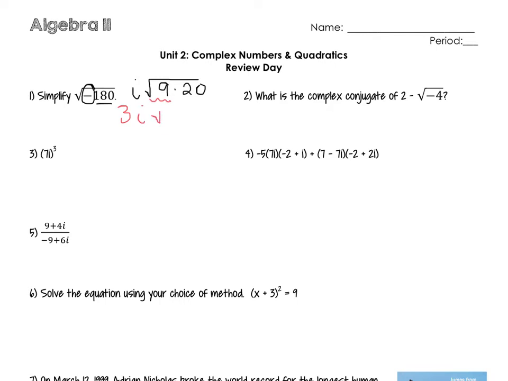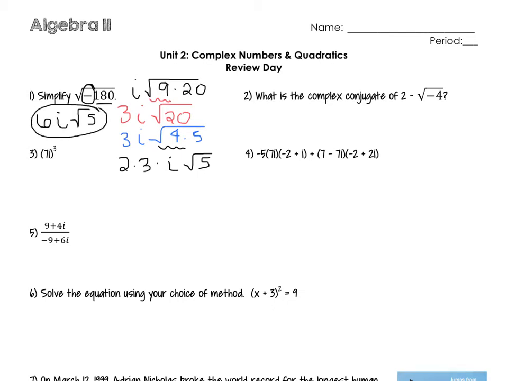And now I'm dealing with the square root of 20. 20 can also be broken down. The square root of 20, that's really 4 times 5. And the square root of 4 produces 2. So now we have 2 times 3 times i times radical 5. So my final answer is 6i radical 5. That is now completely simplified.